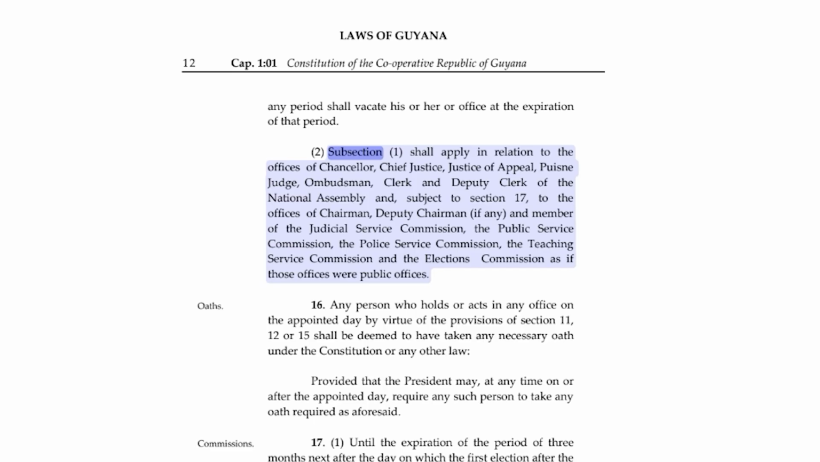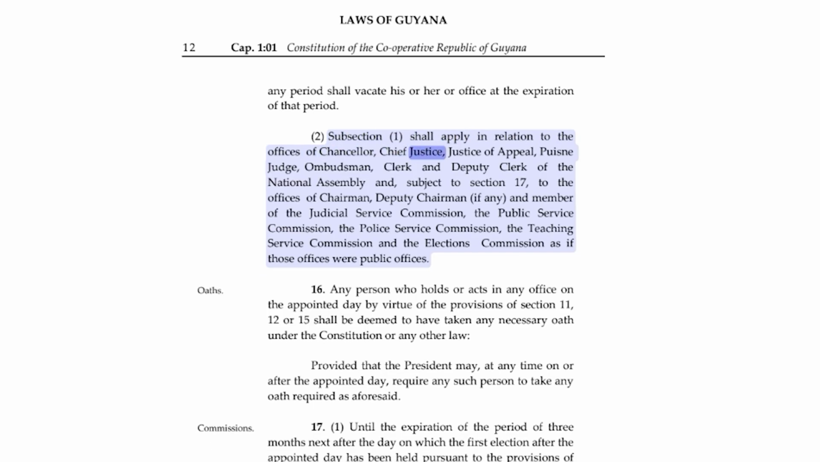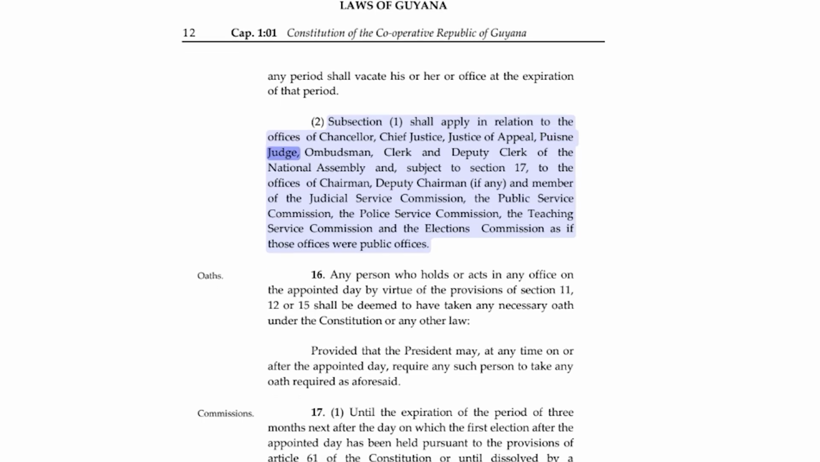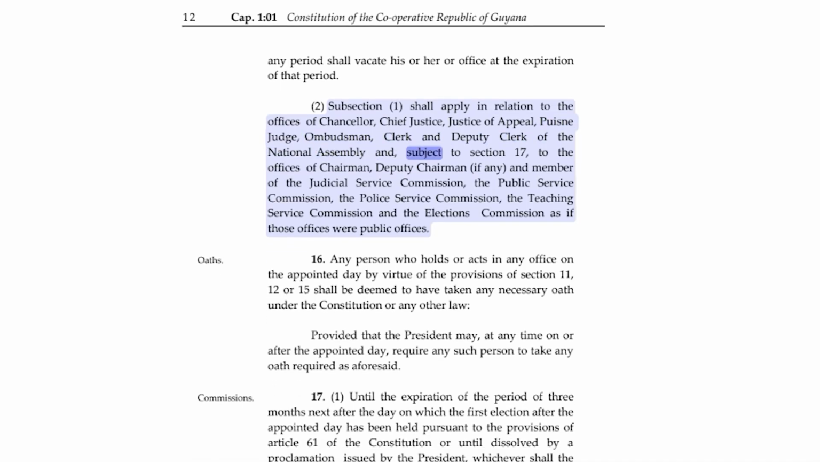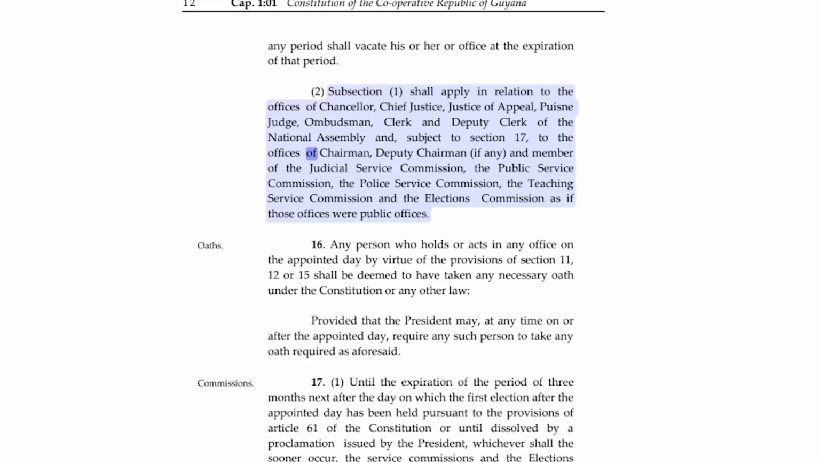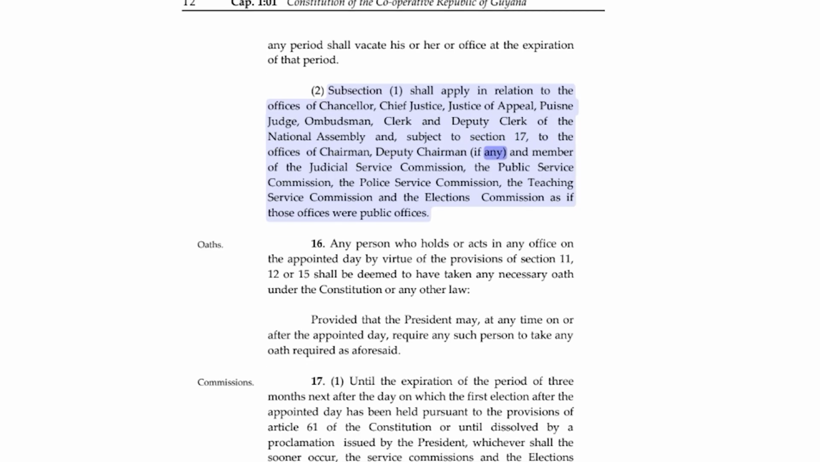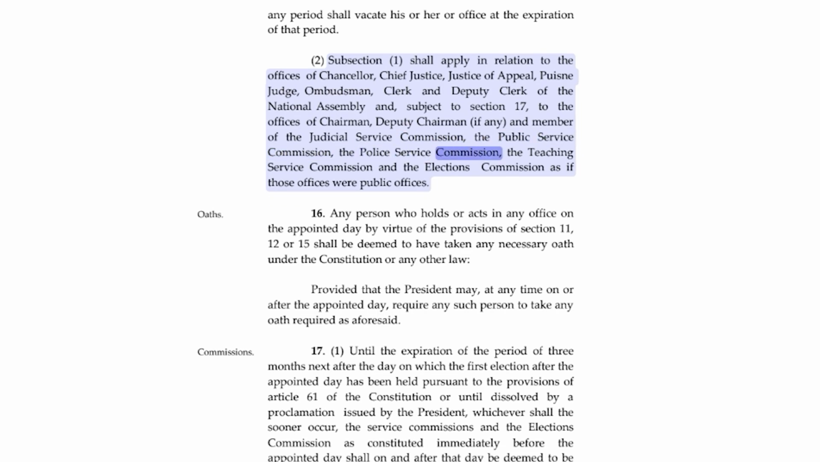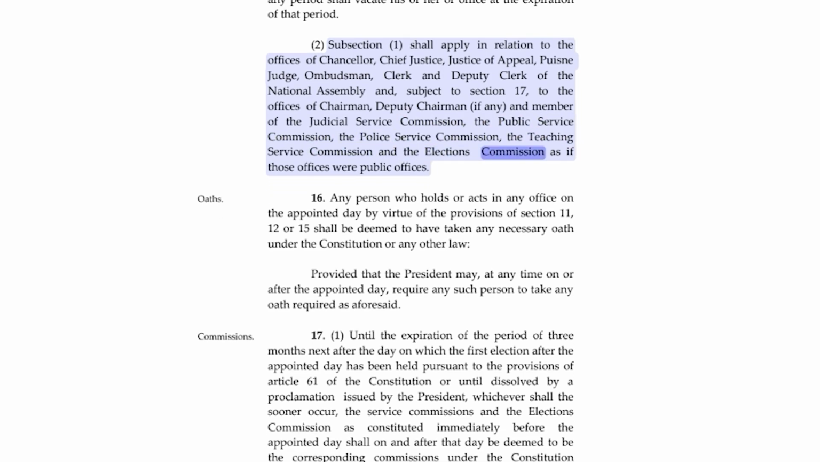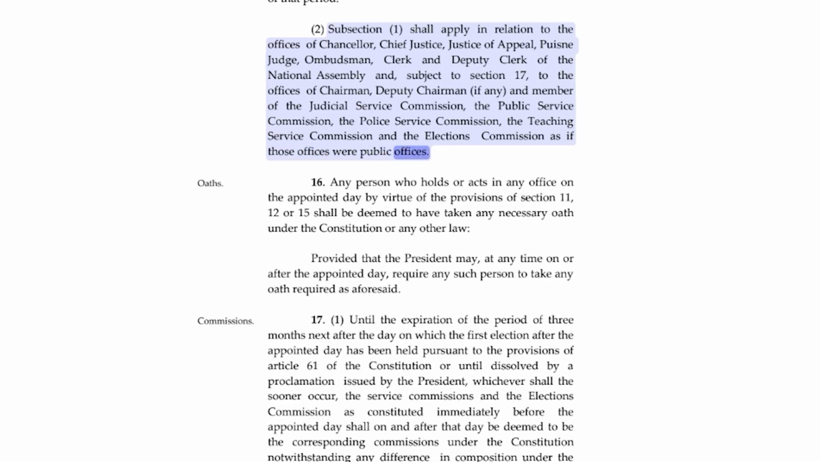2. Subsection 1 shall apply in relation to the offices of Chancellor, Chief Justice, Justice of Appeal, Puisne Judge, Ombudsman, Clerk, and Deputy Clerk of the National Assembly, and, subject to Section 17, to the offices of Chairman, Deputy Chairman, if any, and member of the Judicial Service Commission, the Public Service Commission, the Police Service Commission, the Teaching Service Commission, and the Elections Commission, as if those offices were public offices.